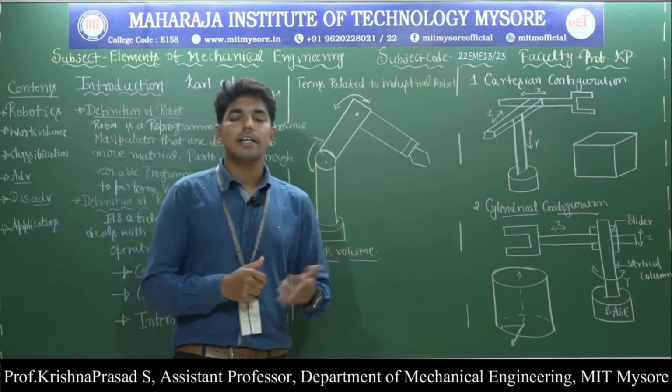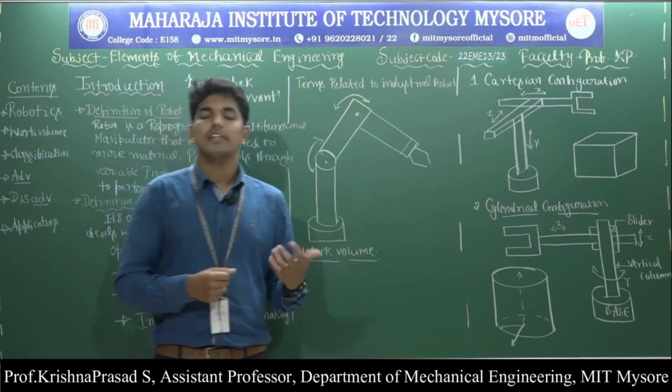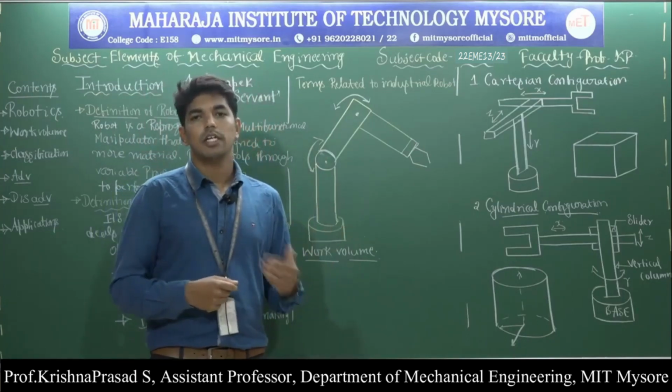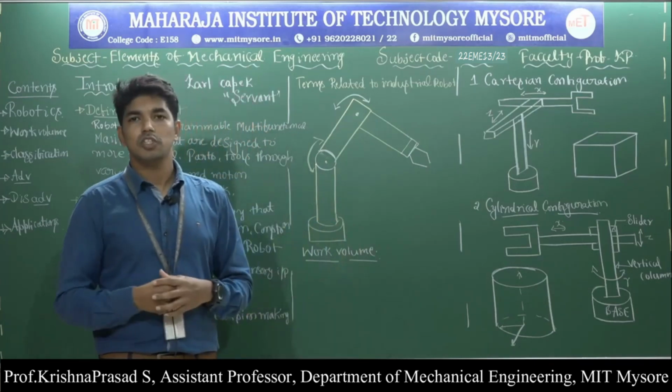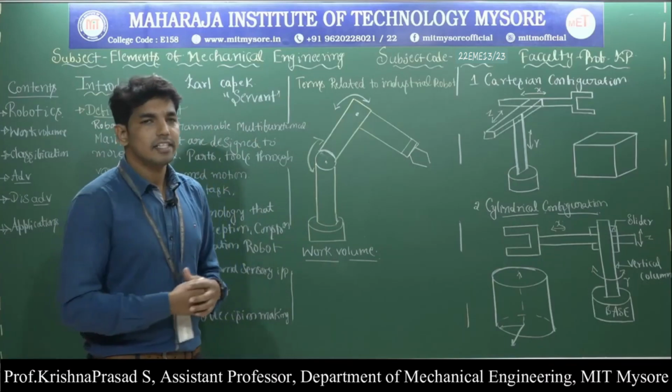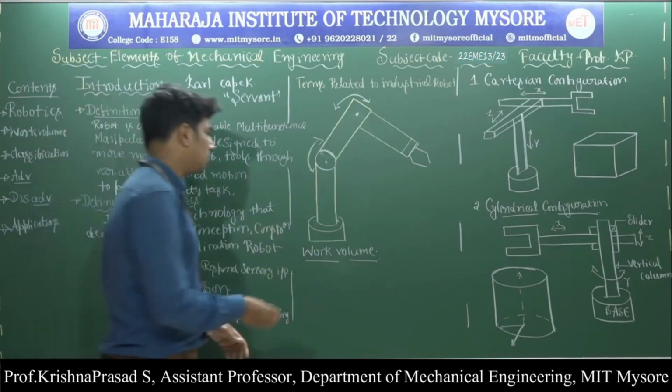I already told, in the year 1957 the English inventor Cyril Walter Kenward invented a manipulator that can be moved in all three directions, like X, Y and Z direction, and that robot was used in the industry. That's why it is called industrial robot. Then what are the main parts of the industrial robot? That is very much important.